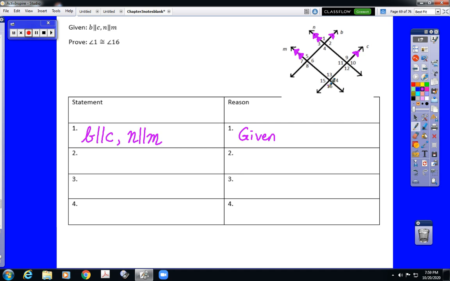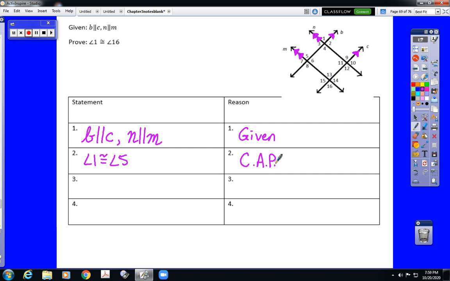So, here's what we're going to do. Because N is parallel to M, that would tell us that angle 1 must be congruent to angle 5. Okay, angle 1 must be congruent to angle 5 because those are corresponding angles, and the corresponding angle postulate tells us that if two lines are parallel, then each pair of corresponding angles must be congruent.